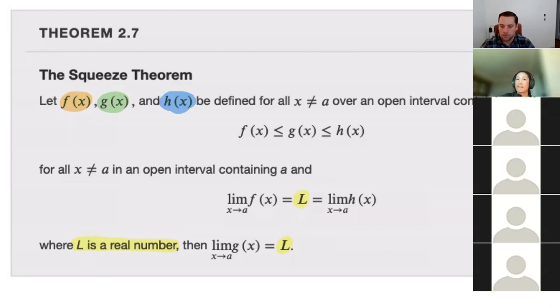If we're considering this theorem, we know that they have a relationship. Okay, and what is that relationship? f of x is less than or equal to g of x, less than or equal to h of x. So h of x has the biggest y values out of all of them, g of x is the middle, and f of x has all the smallest y values.